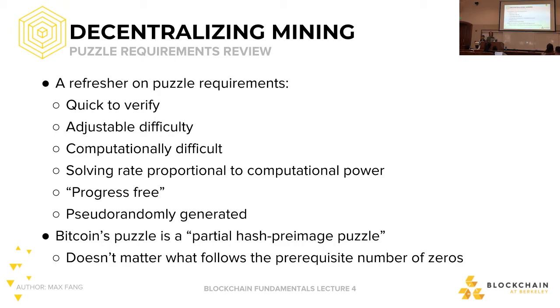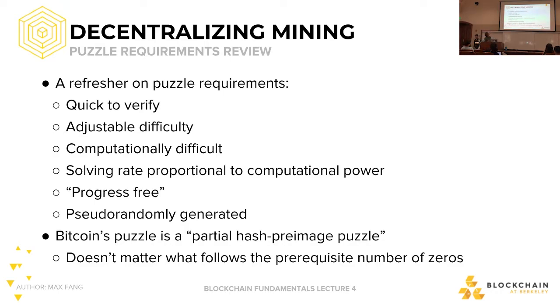Second, you need adjustable difficulty. That's the difficulty adjusting in the Bitcoin system every 2 weeks. Third, you need computationally difficult puzzles, because you don't want people to just be able to bring out answers really quickly. You want it to take some time so that you know that there's proof that they put some sort of resources into creating that solution, because that's what, in a way, creates some value in the system. You know that people are incentivized to do this work.